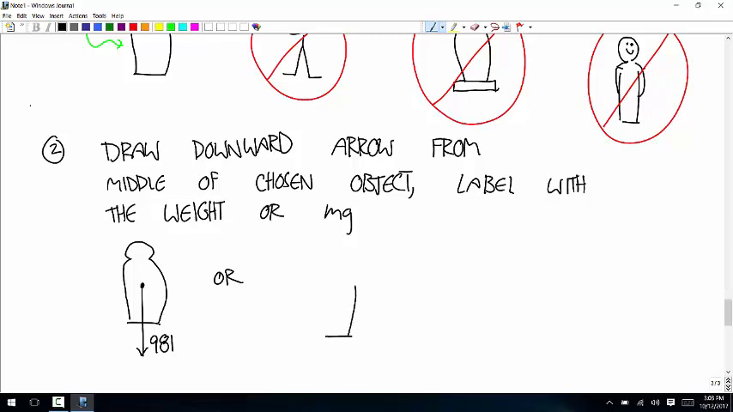Or you could also do it like that. Why did I label this with positive 981 and positive mg? I think that's a confusing thing for people a lot of times. All this is supposed to do is give the magnitude. The direction is given by the direction of the arrow.